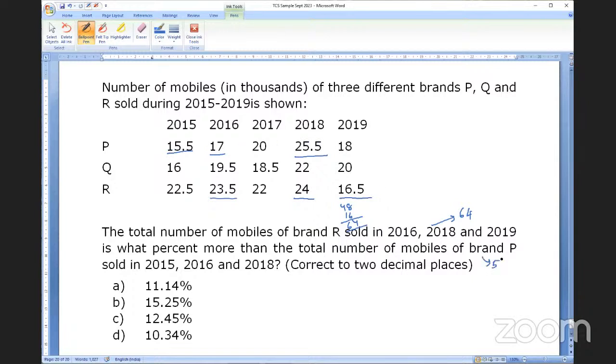So we just need to find how much 64 is more than 58 when compared with 58. That would be 64 minus 58 by 58 into 100, which is 6 by 58 into 100, or 3 by 29 into 100. So 3 by 29 is roughly 10%. It should be 10.34%. Yes, the calculator value is also 10.34%. Option D is the pick.